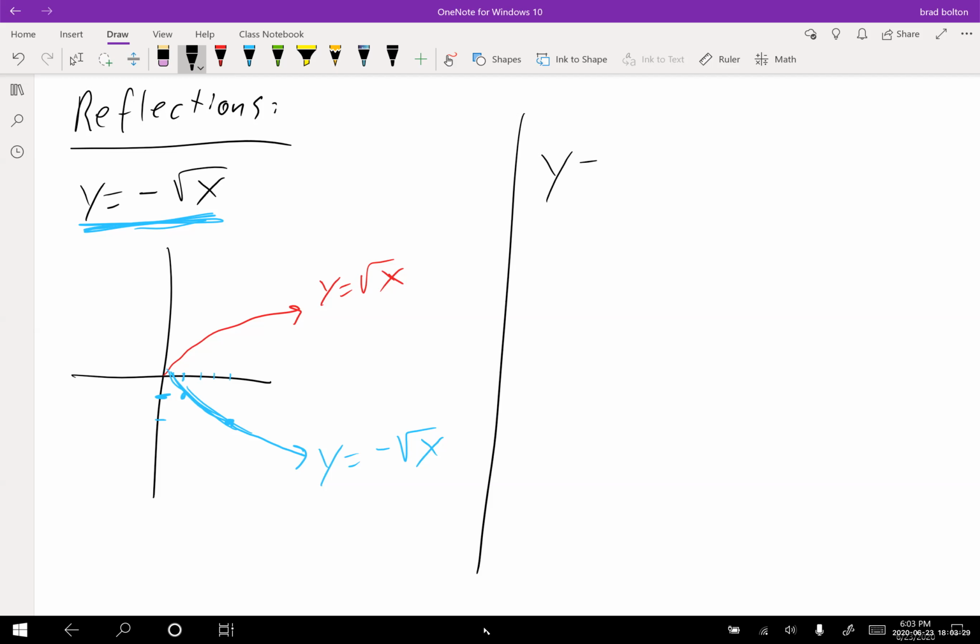Now, what happens if we do y equals the square root of negative x? So take a minute, pause the video, see what you think this would do. I'm going to take out my calculator and show you why we don't spend as much time on this as we used to, because in my mind, I already know what square root of x is supposed to look like. It's supposed to look like that. But now I'm going to put a negative inside there.